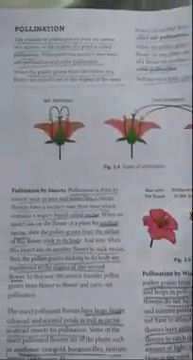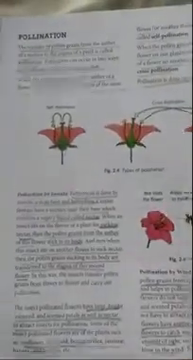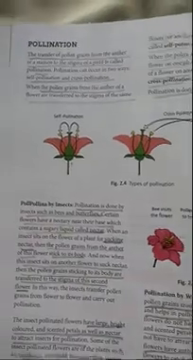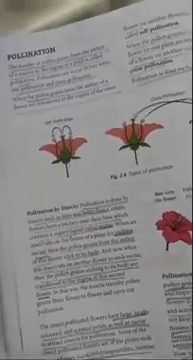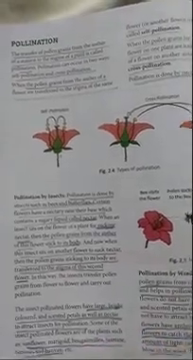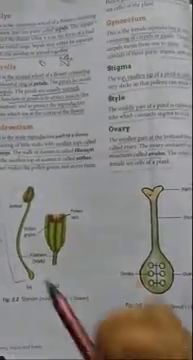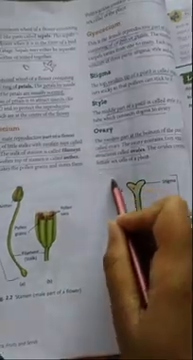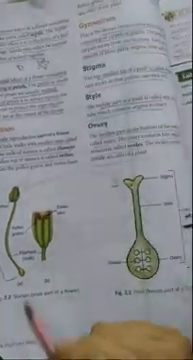Now turn the page of your books and come to page number 28. Pollination: the transfer of pollen grains from the anther to the stigma of a pistil is known as pollination. Just turn to page number 26. Here you can see the transfer from anther to the stigma. This process is known as pollination.